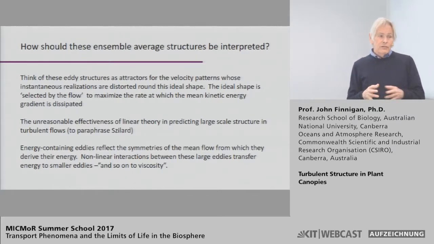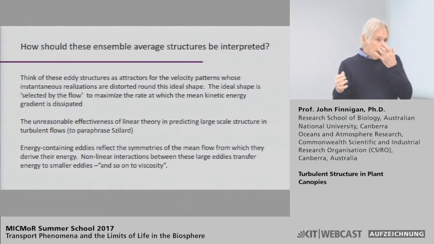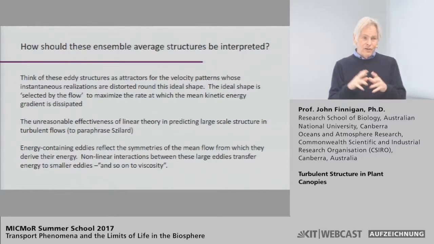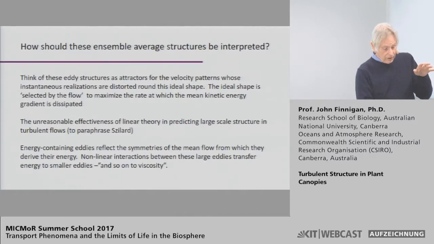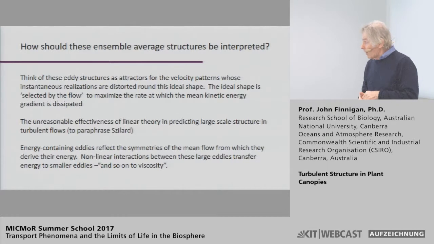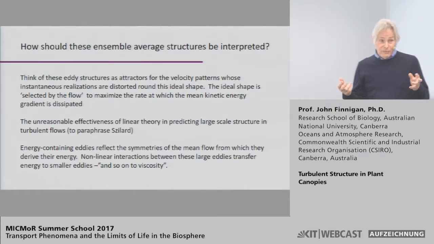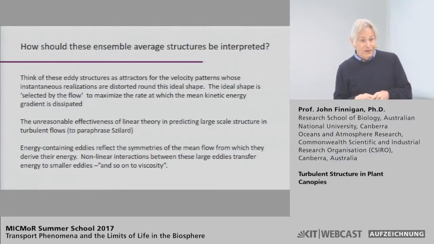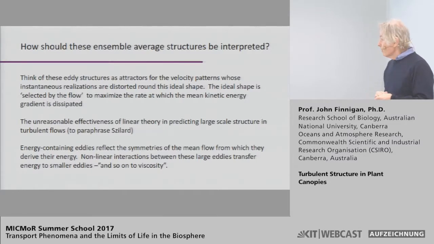The best way to think of them is kind of as attractors. There's all this stuff in the flow. The flow, if it was an ideal world, would like to arrange itself so as to basically destroy the momentum gradient or the kinetic energy gradient as quickly as possible. This is sometimes called maximum entropy production theory. So if you like, the ideal shape is selected by the flow, if we can use this kind of teleological language, to maximize the rate at which we dissipate that gradient.